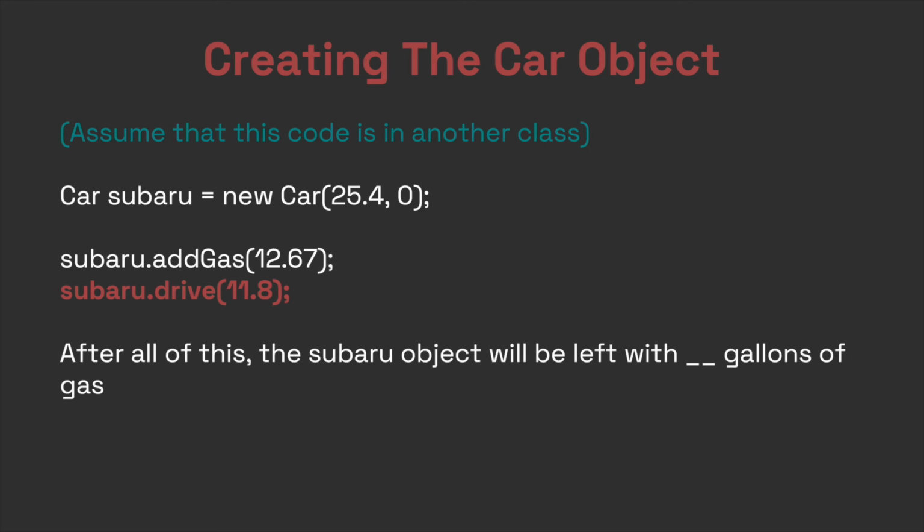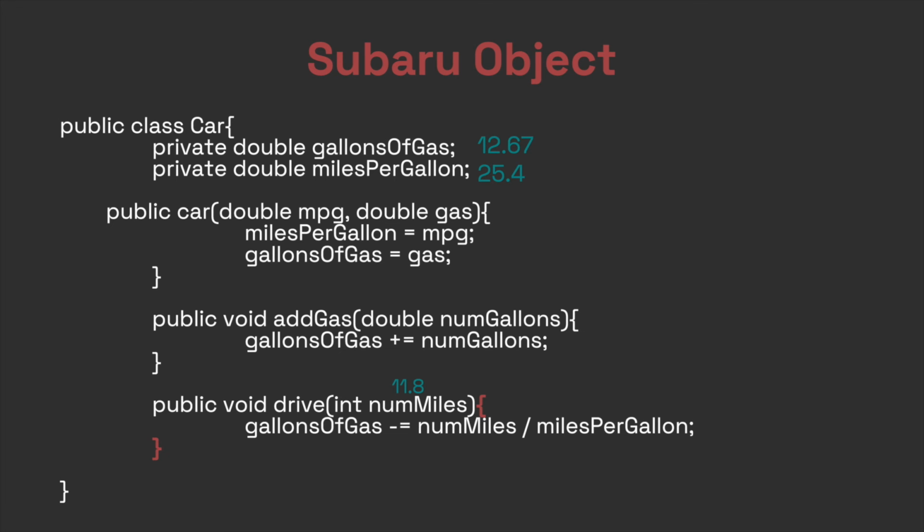Next line of our code in our example, we call the drive method on our Subaru car object. Jumping to our code, we see 11.8 miles is how many miles our car is going to drive. We then decrement our gallons of gas variable by a very specific ratio, num miles divided by miles per gallon, which, if you check the units, will find that it calculates how many gallons of gas are used to travel that distance. The computer performs the math in the same order as PEMDAS, and finally simplifies the equation.